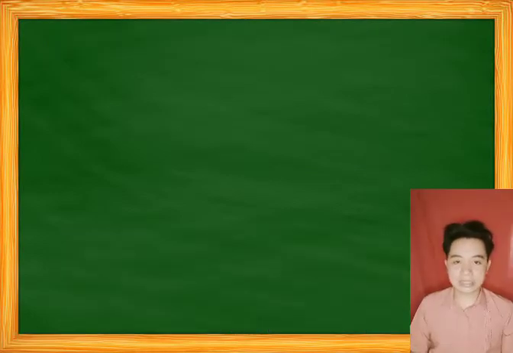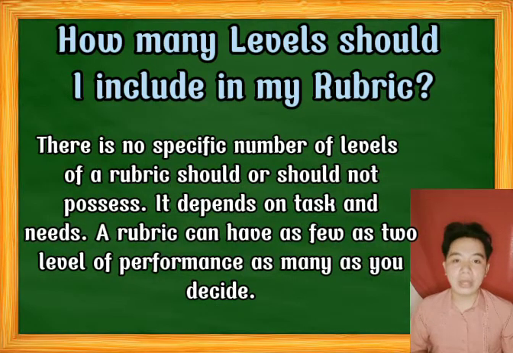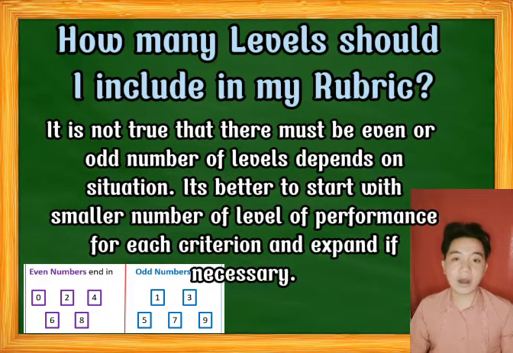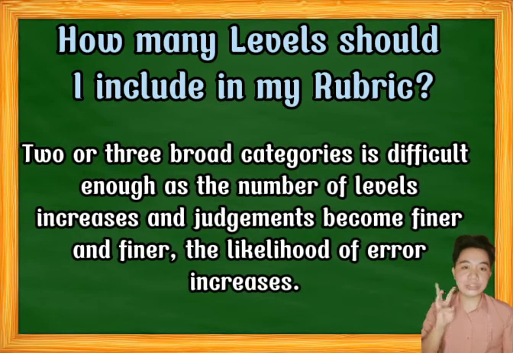The next question that arises is how many levels should I include in my rubric? There is no specific number of levels a rubric should or should not possess. It depends on tasks and needs. A rubric can have as few as 2 levels of performance, or as many as you decide. It is not true that there must be an even or odd number of levels; it depends on the situation. It is better to start with a smaller number of levels of performance for each criterion and expand if necessary. Two or three broad categories is difficult enough; as the number of levels increases and judgments become finer and finer, the likelihood of error increases.